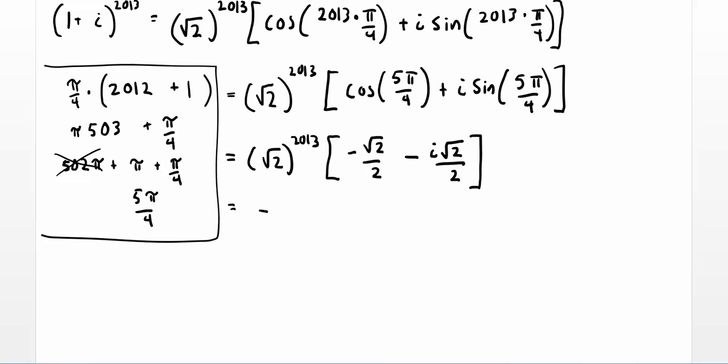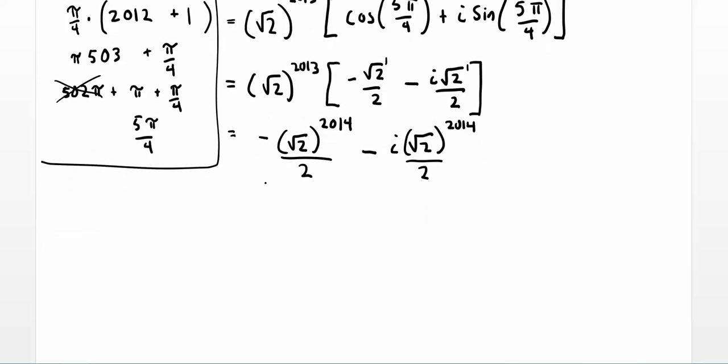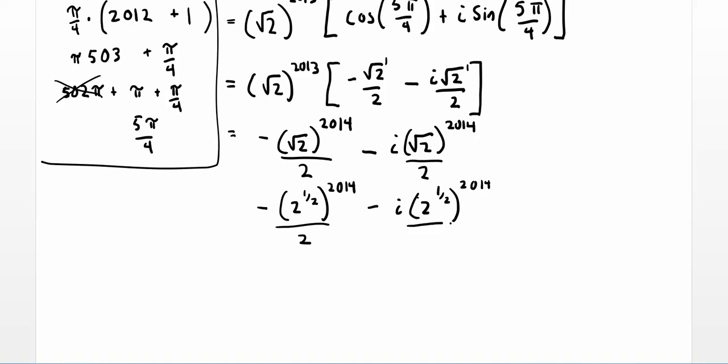This is negative, so we've got root 2 and root 2 in the numerator, so we'll say this is root 2 to the 2014th power, you're adding these exponents, over 2, minus i, same thing here, root 2 to the 2014th power divided by 2. This is negative. Think about root 2 as 2 to the 1/2 power. I'm just going to write that out. 2 to the 1/2, 2014, all over 2, minus i, 2 to the 1/2, 2014, all over 2.